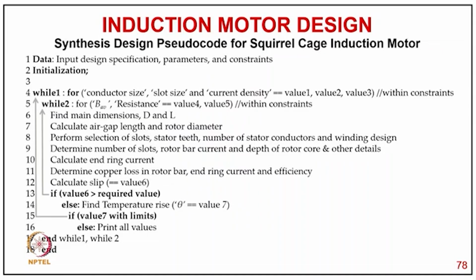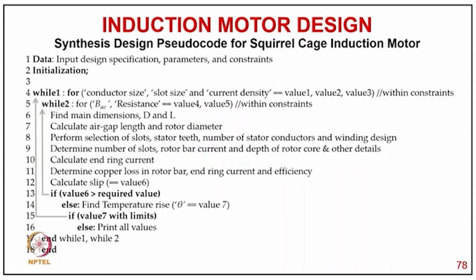We start from the design input, design specification, parameters and constraints, then we initialize, and go into a loop where we find all the dimensions, for example conductor size, slot and current density with many values, and then constraints. Then we calculate resistance and performance parameters as constraints, then find out the main dimensions like D and L, calculate the air gap length and rotor diameter, performance, selection of slot, stator teeth, number of stator conductors and winding. In many cases there are not many choices available. Then determine the number of slots, rotor bar, current, depth, core, then calculate the end ring, determine the copper loss in the rotor bar and end ring, and efficiency, and calculate the slip. If the value is not within the required range, then you have to iterate.